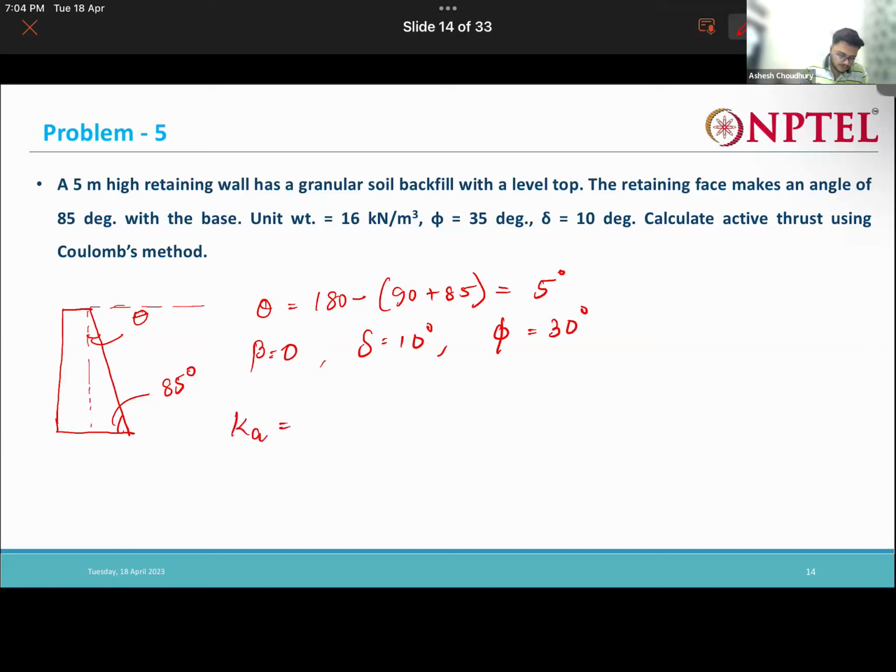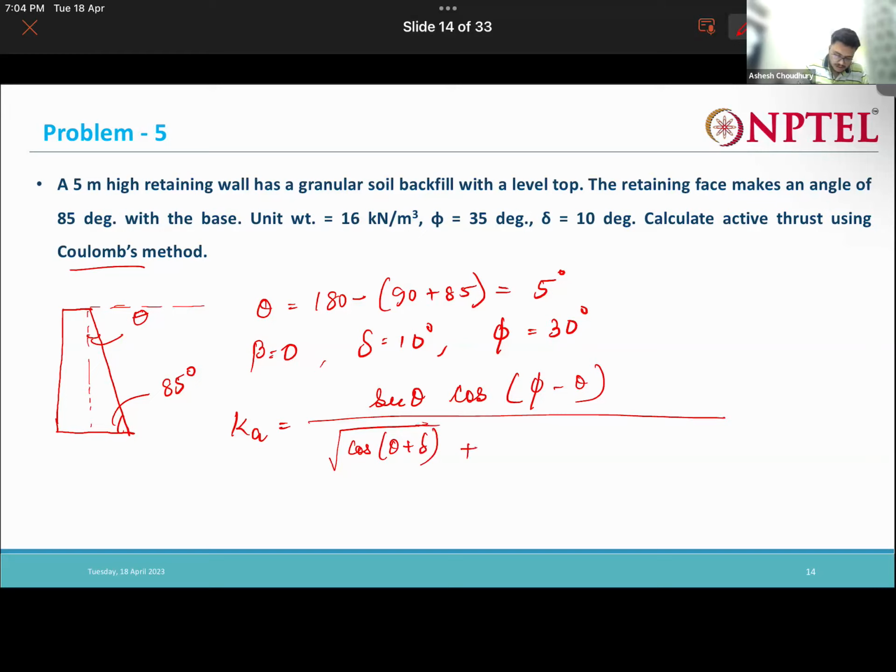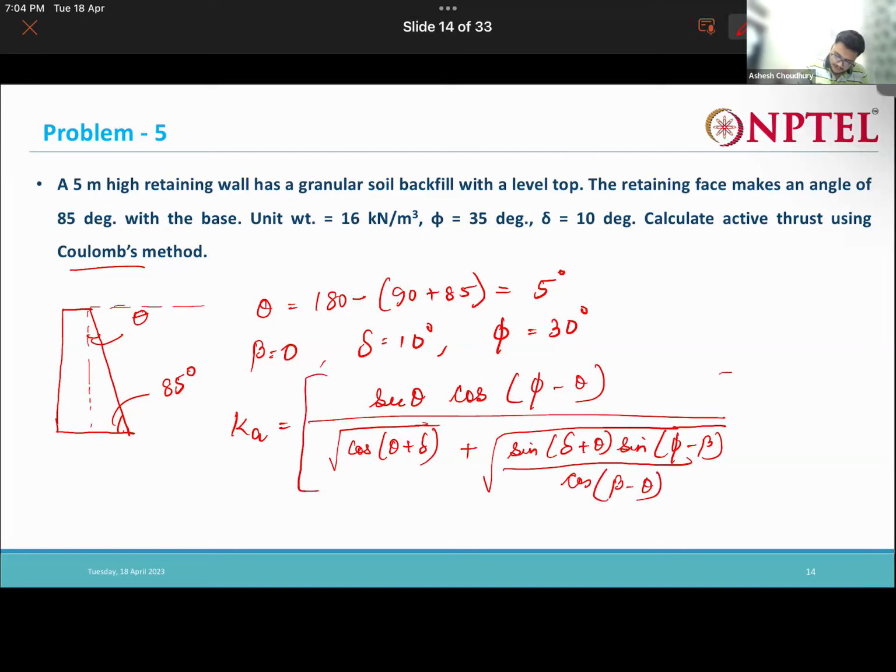So what is the formula for K using Coulomb's method? Nothing but sec theta cos of phi minus theta divided by the big formula: root over cos of theta plus delta, plus root over sin of delta plus phi times sin of phi minus beta, divided by cos of theta minus beta. Okay, and square of this.